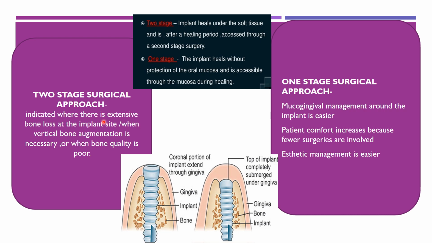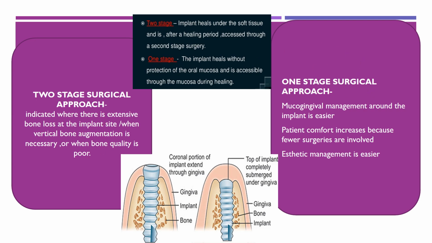So if ridge augmentation is needed, or if there is any bone loss or bone defect nearby at the implant site, then you can go for a two-stage surgical approach to clearly visualize the area, and it will not interfere with the healing process. That is, it can be completely submerged under the bone. It is also used when vertical bone augmentation is necessary or bone quality is poor.